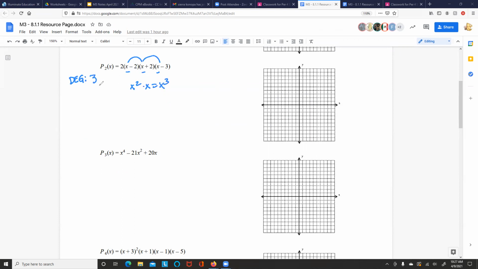So again, what family of functions is that? Cubic. Very good. It's a cubic. So it's going to look similar to the last function. Okay, but there's a 2 out in front. And is that 2 going to affect the graph? What is that 2 going to do? It's a multiplier. Good. So the multiplier is going to do what to the graph?